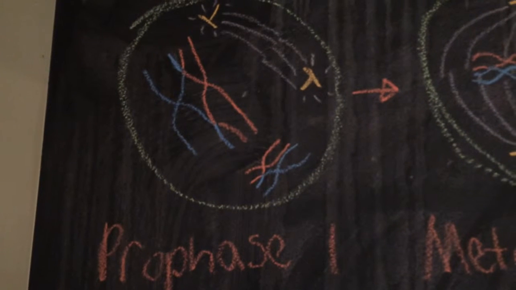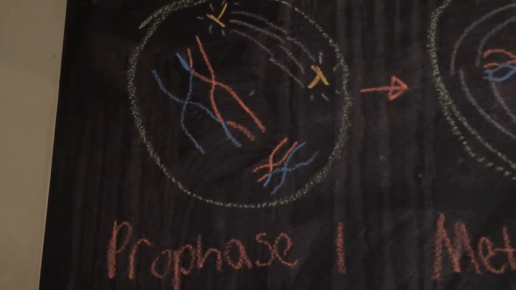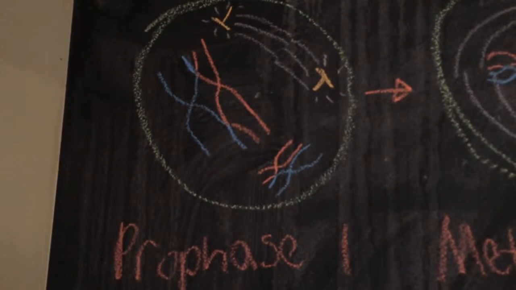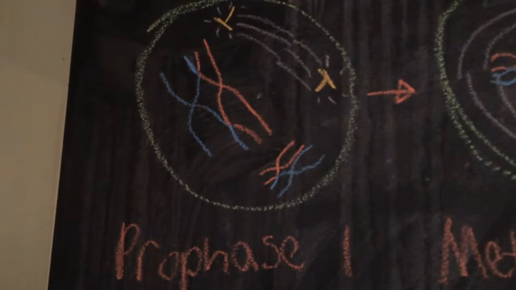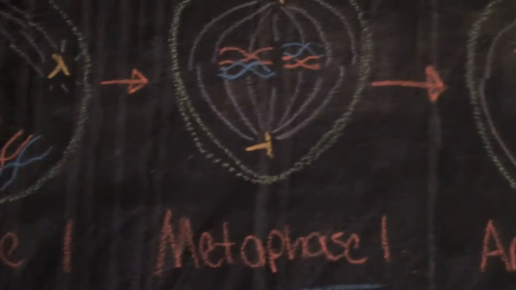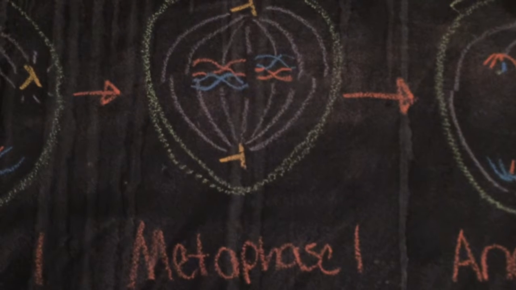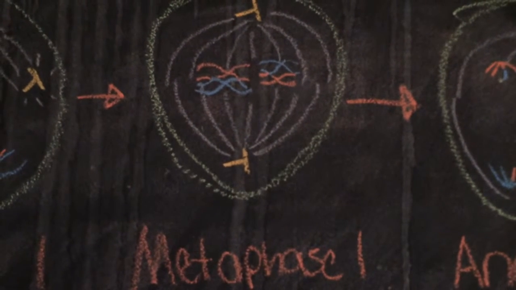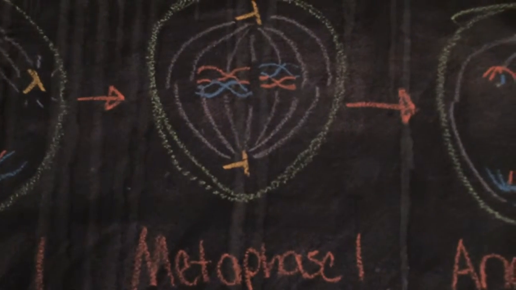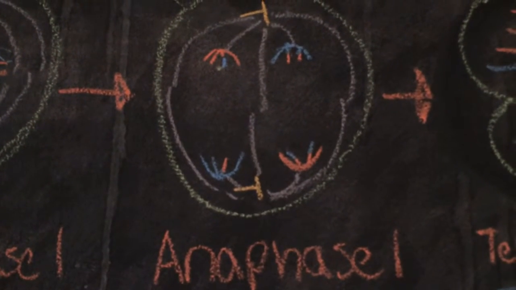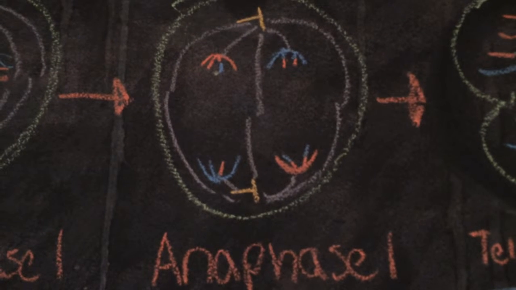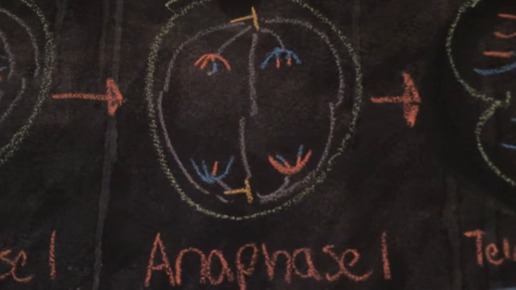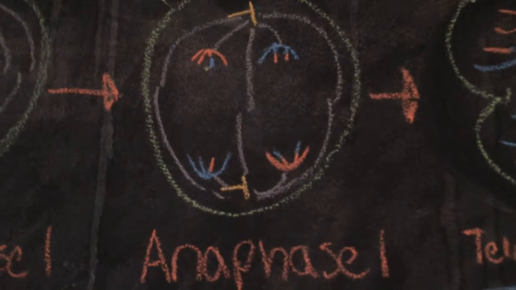Prophase 1 is where the DNA strands coil up. The homologous chromosomes start to pair up with each other, and the chromosomes cross over. In metaphase 1, homologous chromosomes line up at the equator of the cell, and the microtubules are attached to the chromosome. In anaphase 1, homologous chromosomes separate to the poles of the cell, while sister chromatids stay together.